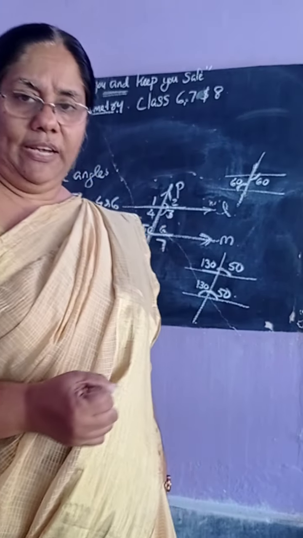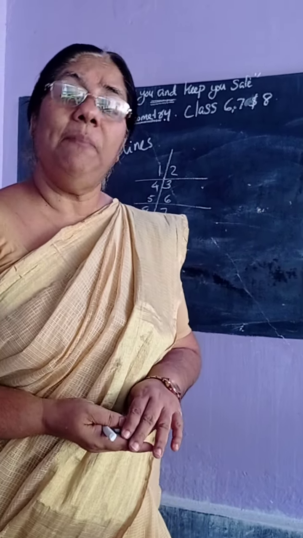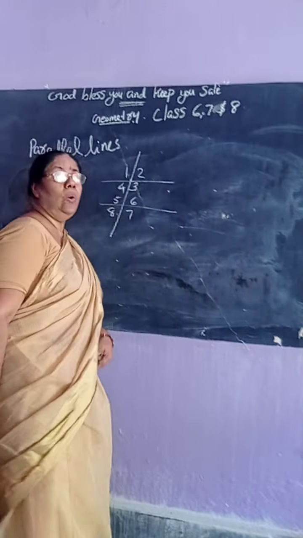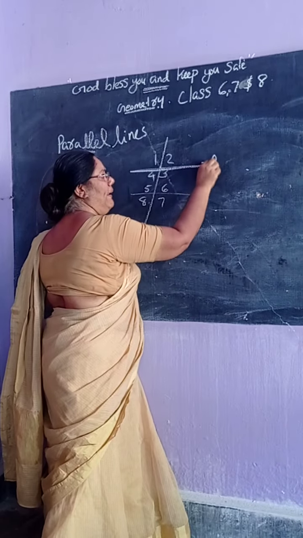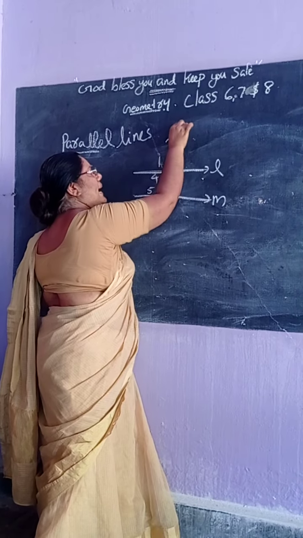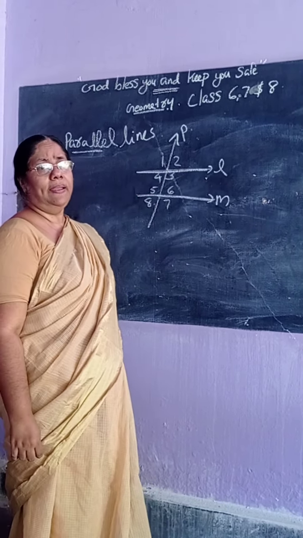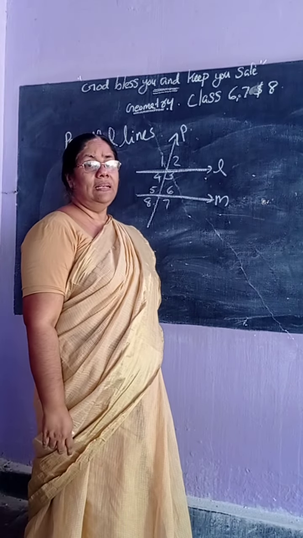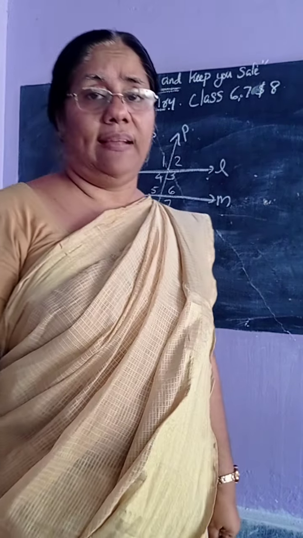Okay. The next point is, what's the meaning of co-interior angles? All of you look here. This is our first parallel line L, and this is our second parallel line M, and this is our transversal line. P is the transversal line. Now here 8 angles are there. I already explained all the angles. Next one is, what is the meaning of co-interior angles?